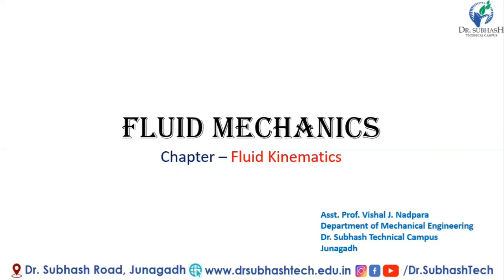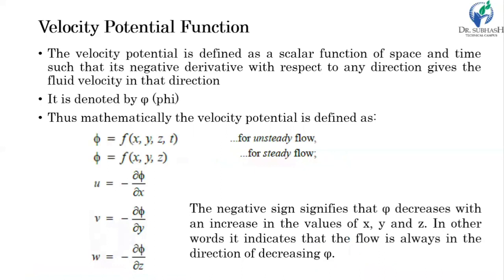Today we are going to look at velocity potential function, stream function, then velocity potential line, stream function line, then relation between the velocity potential function and stream function, followed by the flow net and the use, application or limitation of the flow net. So let's begin. First, start with the velocity potential function.